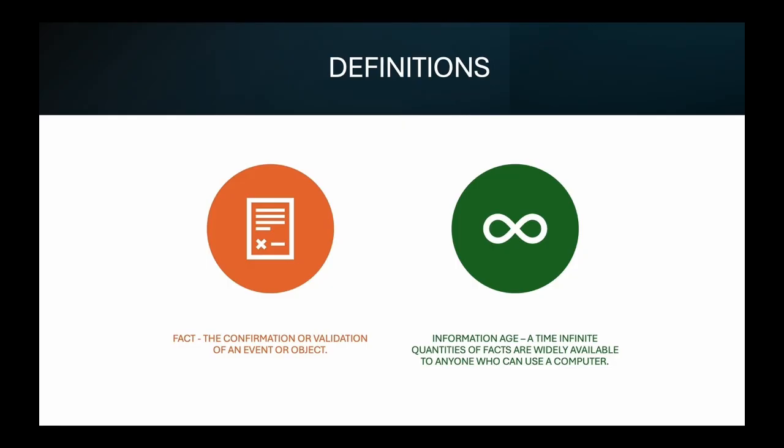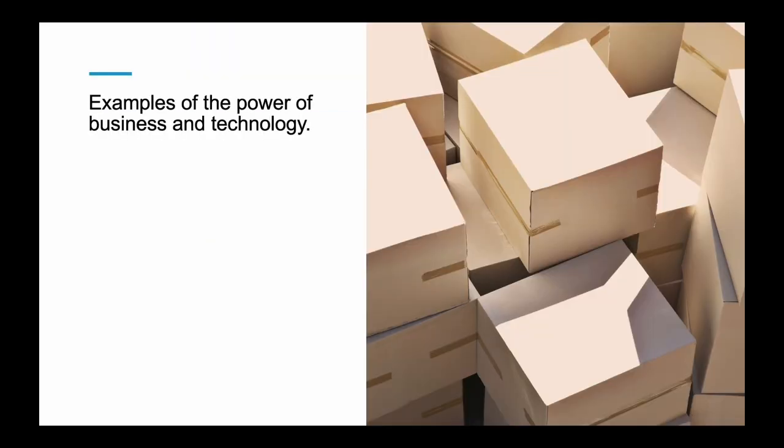Definitions of the following. Fact: the confirmation or validation of an event or an object. An example of a fact is there are 50 states in the USA. Information age is a time when infinite quantities of facts are widely available to anyone who can use a computer. Examples of the power of business and technology.